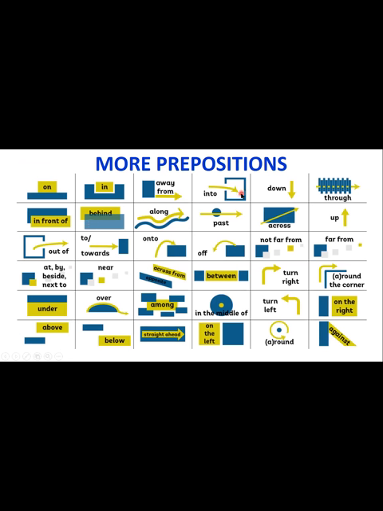Okay, here we have more prepositions for you. On, this is the green object regarding the blue one, to the blue surface. In, from, into, down, through, in front of, behind, along, past, across, up, out of, to or towards, onto, towards. Off, onto. Near, off. I mean, not far from. Far from.